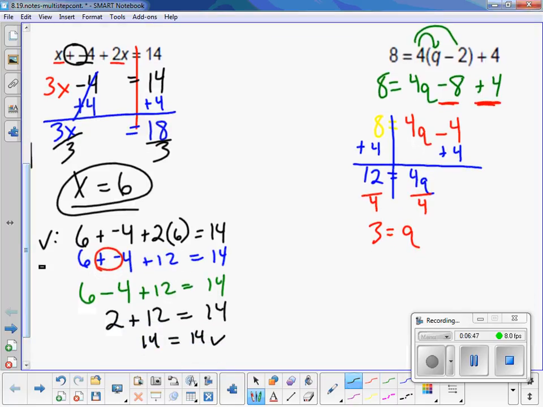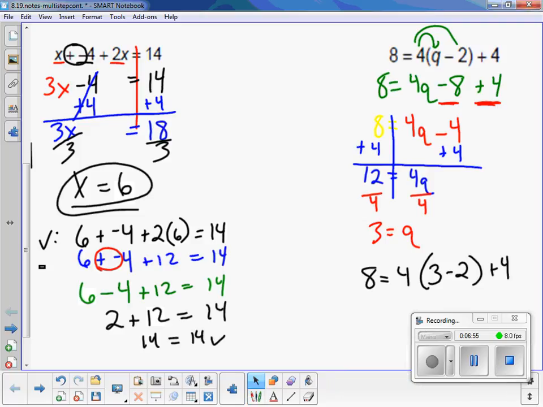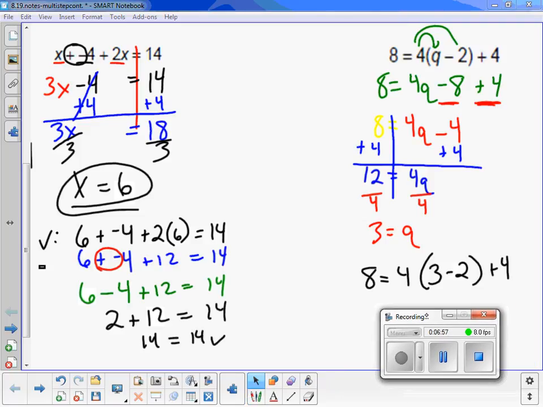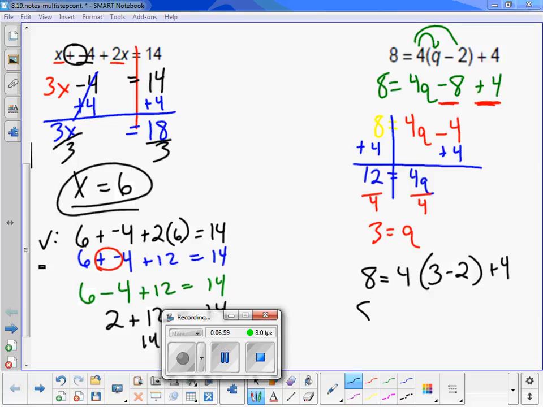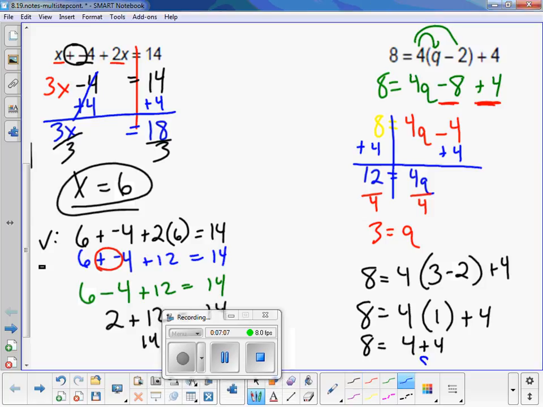So then I come here, and everywhere I see a q, I put a 3. All right, and then in the parentheses, I have 3 minus 2, which is 1. And then I have multiplication. 4 times 1 is 4, plus 4. 4 plus 4 is 8. 8 does equal 8, so that means q does equal 3. That is my correct answer.